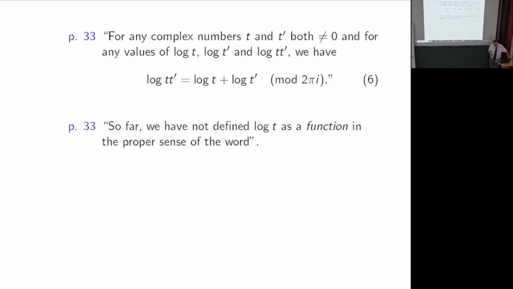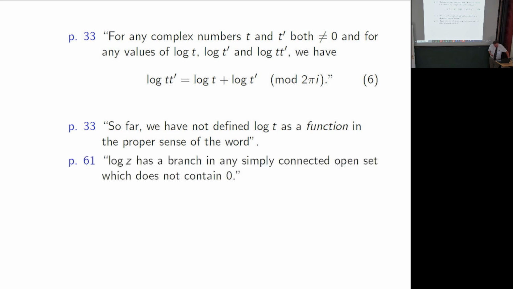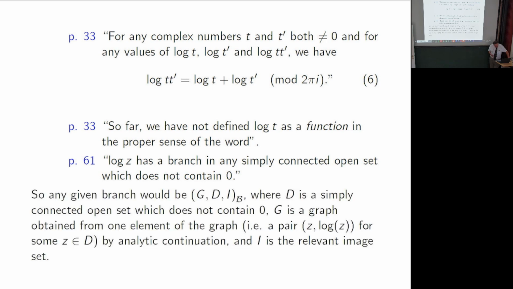And then again he says here, we have not defined log as a function, meaning a function into the complexes, in the proper sense of the word. And then he says it has a branch in any simply connected open set which does not contain 0. So a given branch is a domain, some kind of image set, and then you take a point of the domain, you take a value of log there, and then you continue it. Analytic continuation, basically. And so he can produce a branch of log, as he says, across any point.